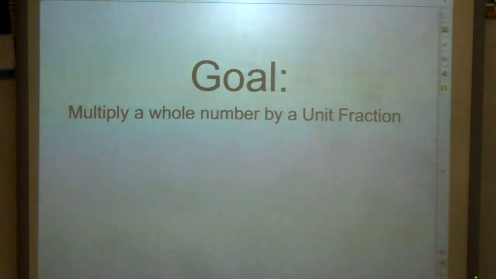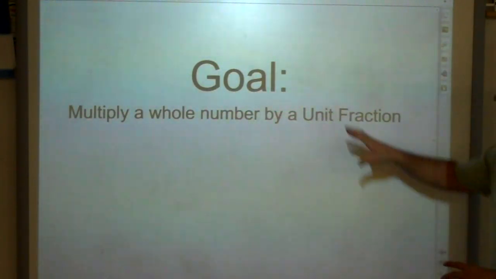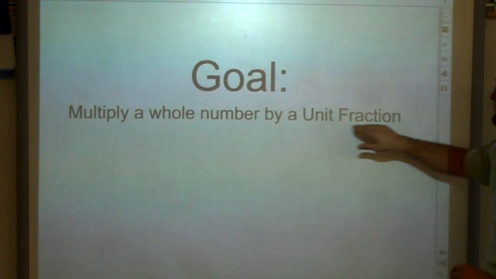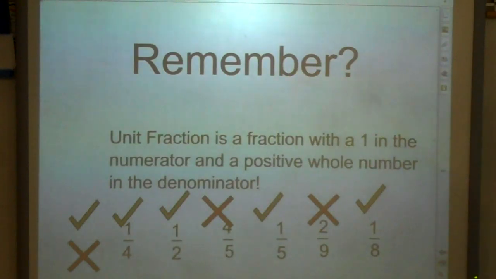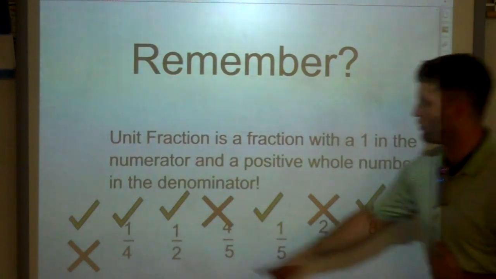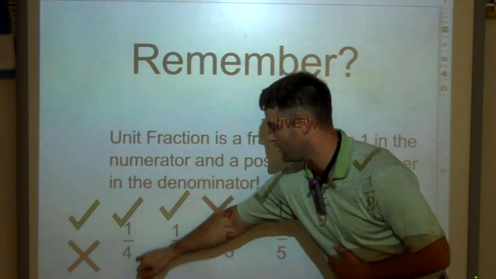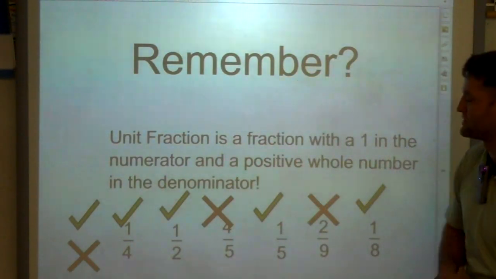Today our goal is to multiply a whole number by a unit fraction. Unit fraction comes from your first lesson that we taught. Remember, a unit fraction is a fraction with a 1 in the numerator and a positive whole number in the denominator. So we have a 1 in the numerator, a 4 in the denominator. That is a unit fraction.